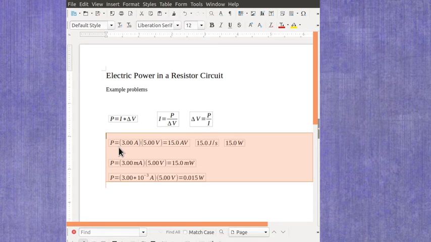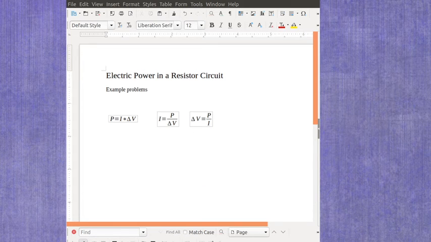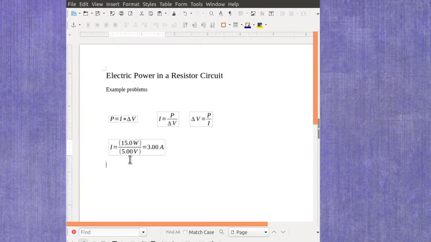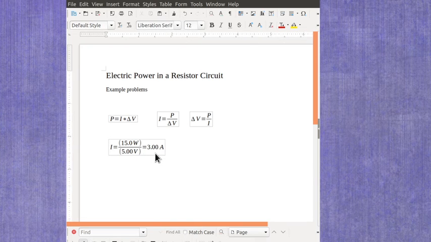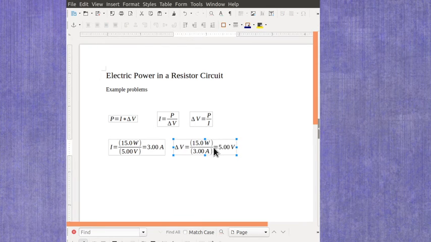Now I'm going to go ahead and keep some of my same numbers here just as some example calculations so you can see how it works out. If I have 15 watts and 5 volts, that would give me my 3 amps. And if I was solving for the voltage, but I knew I had 15 watts and 3 amps, that would give me my 5 volts. So you can rearrange this equation to solve for the voltage or the current, or you can use it in its original form to solve for the power. And again, this particular power is the electrical power being used in a resistor circuit.